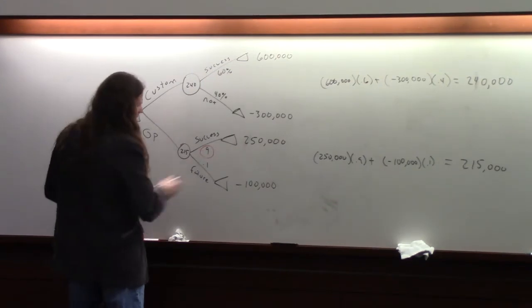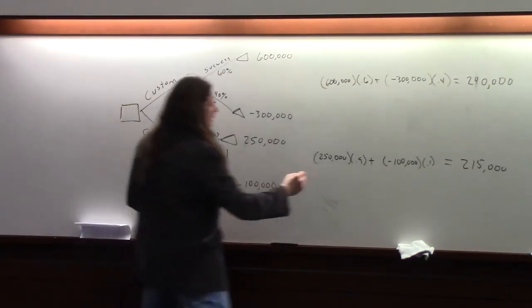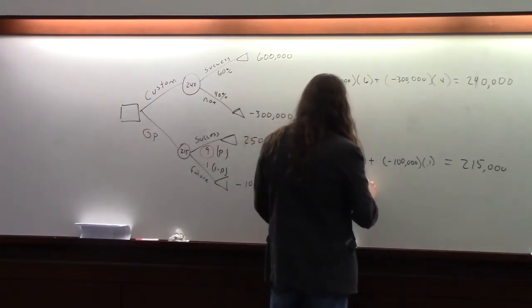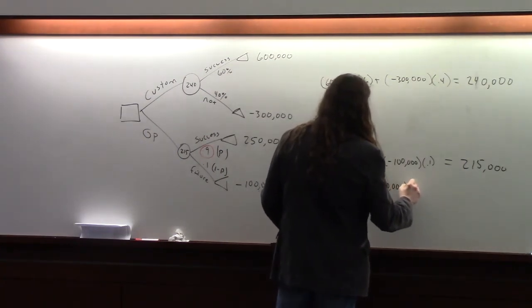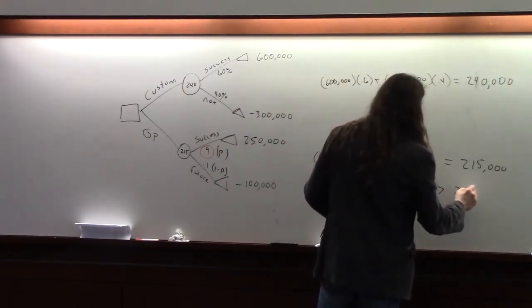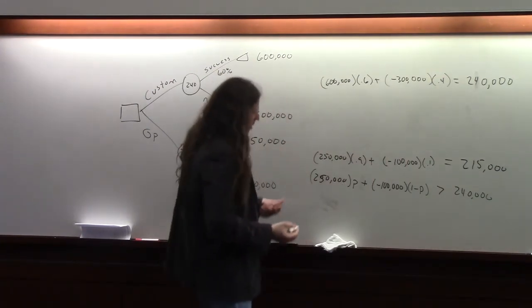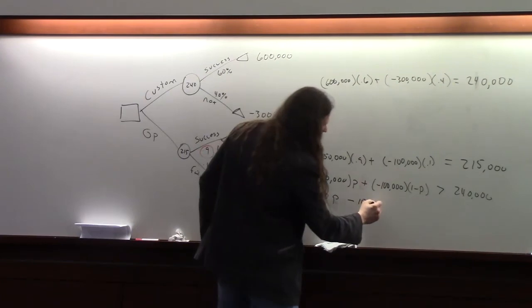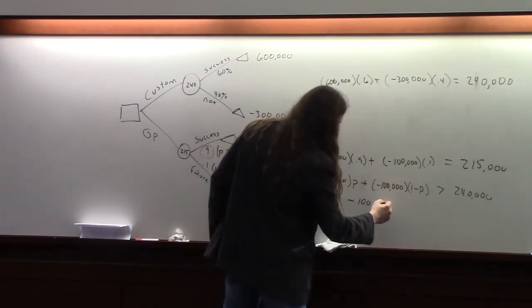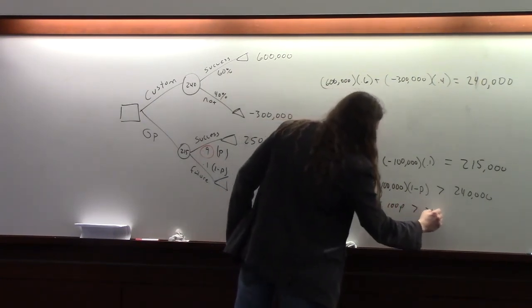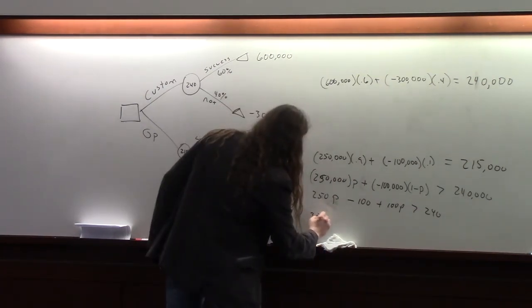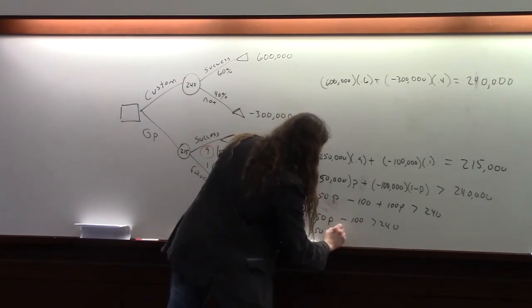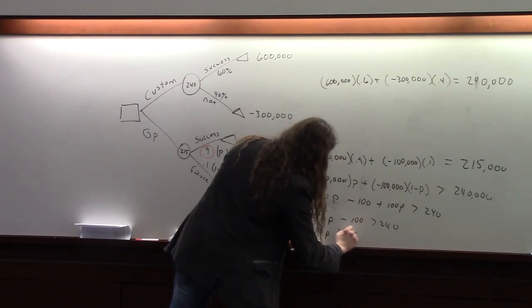So let's call this P, and that makes that 1 minus P. And then we can say 250 times P plus negative 100,000 times 1 minus P. That needs to be greater than 240,000. So let's see, 250 P minus 100, I'm leaving off the thousands here, plus, because a minus times a minus there, 100 P is greater than 240. So 350 P minus 100 greater than 240. So 350 P is greater than 340.